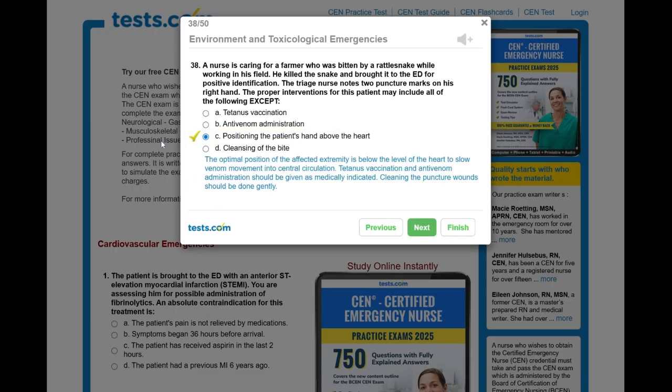C. Positioning the patient's hand above the heart. The optimal position of the affected extremity is below the level of the heart to slow venom movement into central circulation. Tetanus vaccination and antivenom administration should be given as medically indicated. Cleaning the puncture wounds should be done gently.